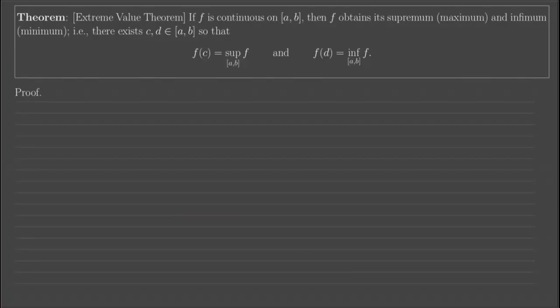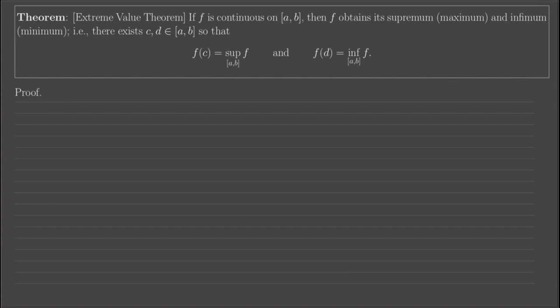Our next theorem actually has a name. It's a well-known theorem from calculus, and this is the extreme value theorem, which says that if you're looking at a continuous function over a closed bounded domain, like the closed interval from a to b, then your continuous function attains its supremum and attains its infimum.